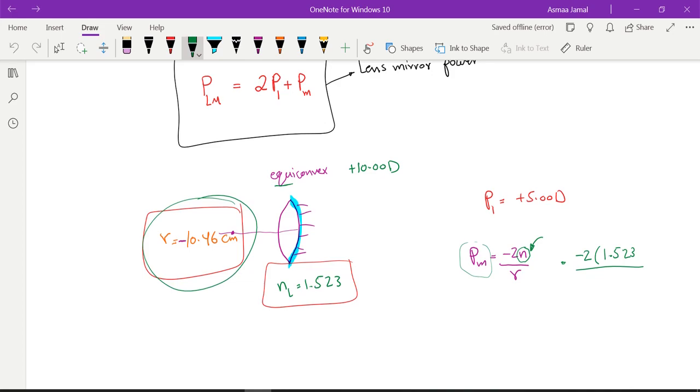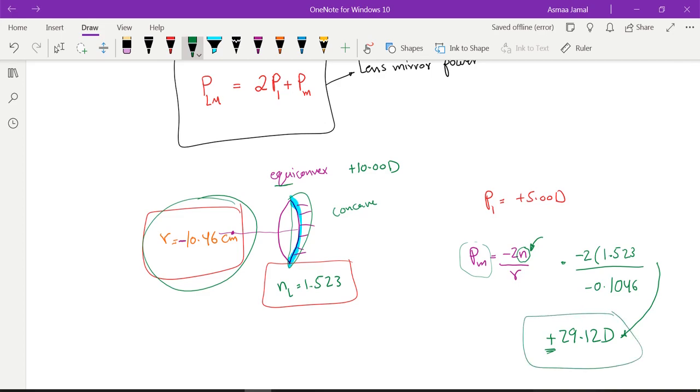So the radius of curvature here equals minus 0.1046 meter. So the power of the mirror equals plus 29.12 diopter. It's plus because our mirror here is concave. So all the time, a concave mirror works with the convex lens and quite the opposite. A convex mirror will work with the concave lens.